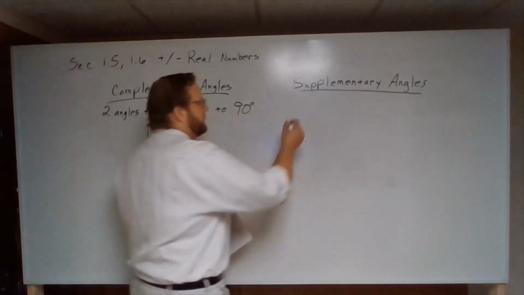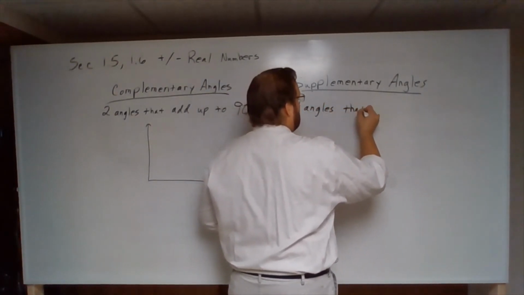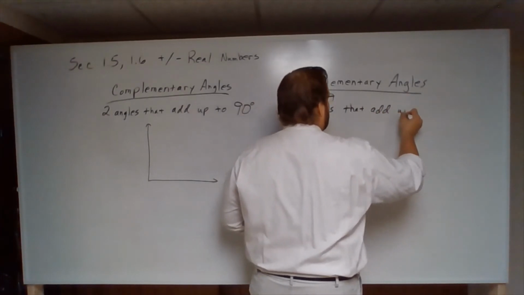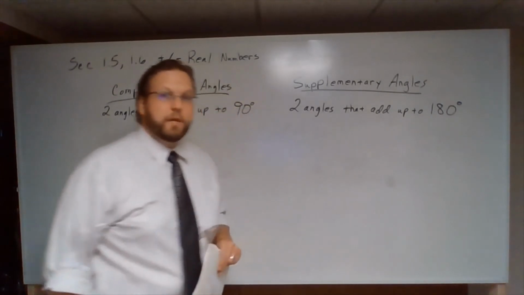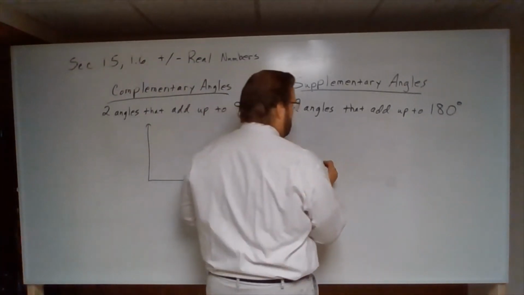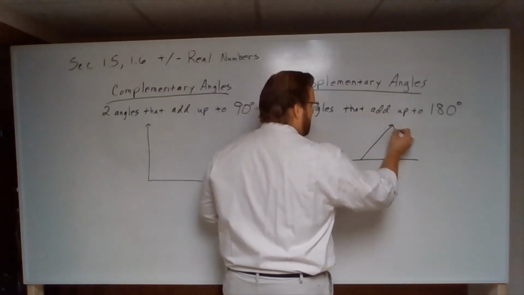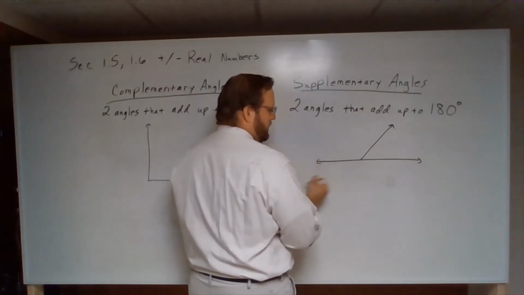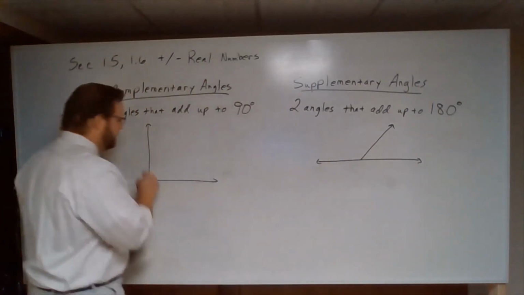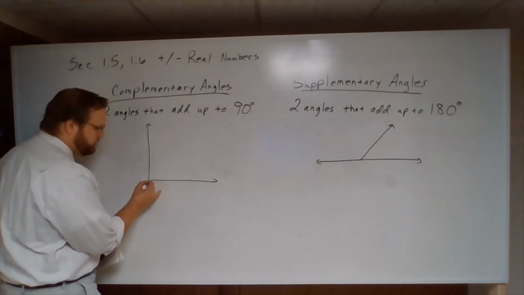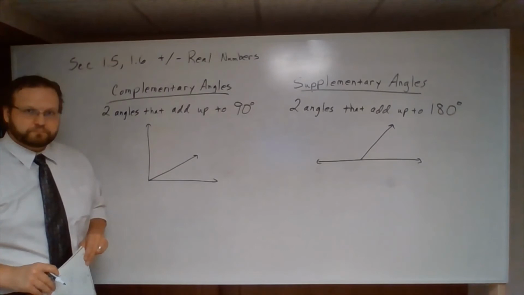Supplementary angles. Those are two angles that add up to 180 degrees. What would that look like? That would look like something like this, something like that. And we have the 180-degree, what we would call a linear pair. Okay, and back here, this is a 90-degree angle, but if we had two angles that added up to 90, it would look something like that.